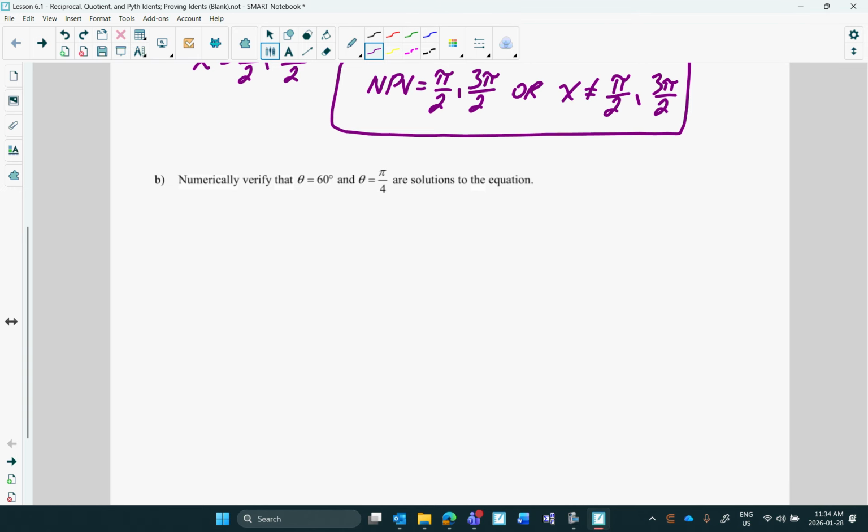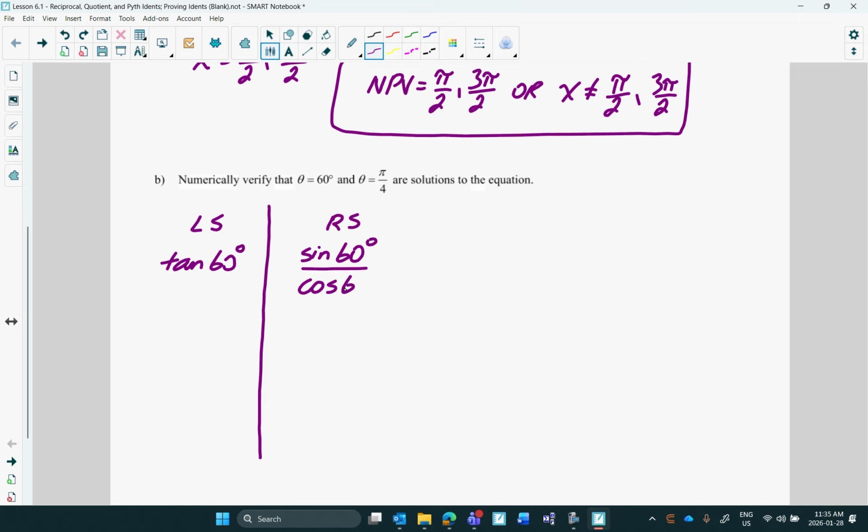So here's how we set it up. And we're going to do this a lot in this unit. Left side, right side. On the left side of the equation, I am trying to find the tan of 60 degrees. On the right side of the equation, I am trying to find the sine of 60 degrees, divide the cos of 60 degrees.